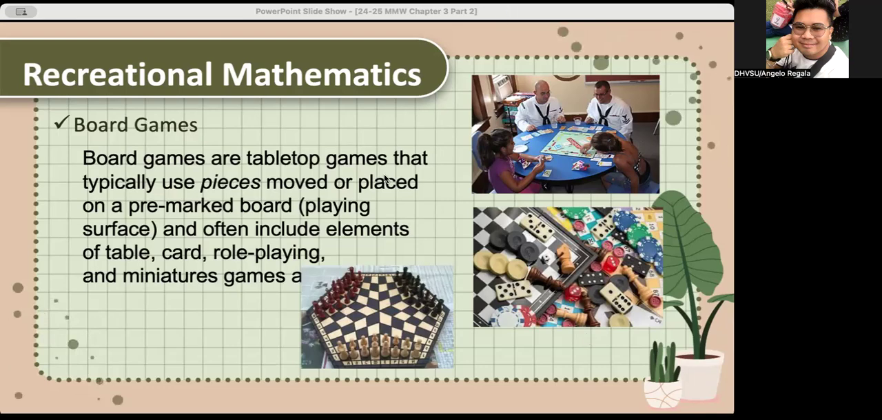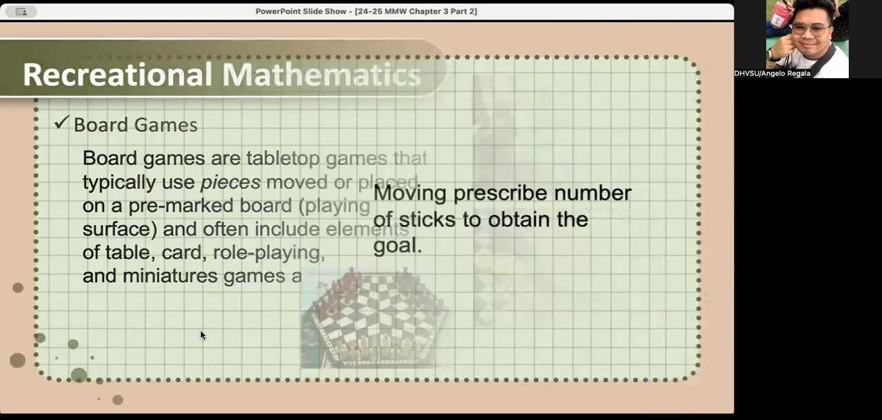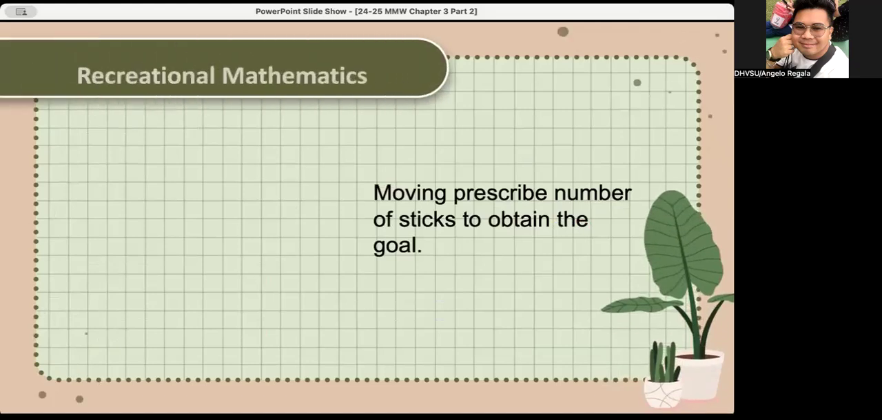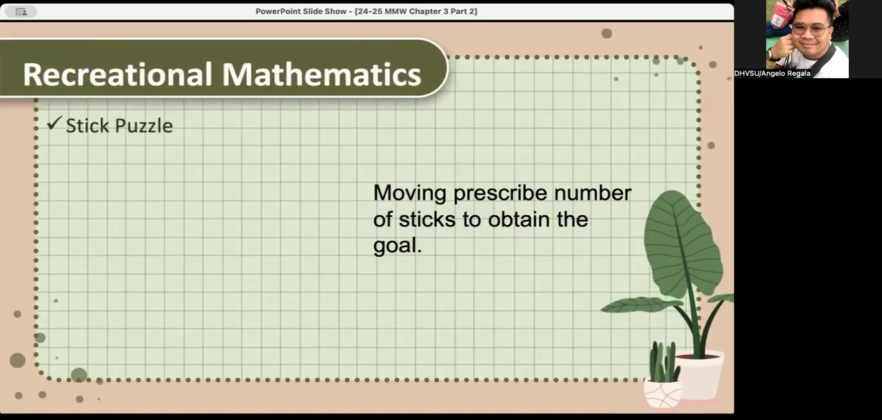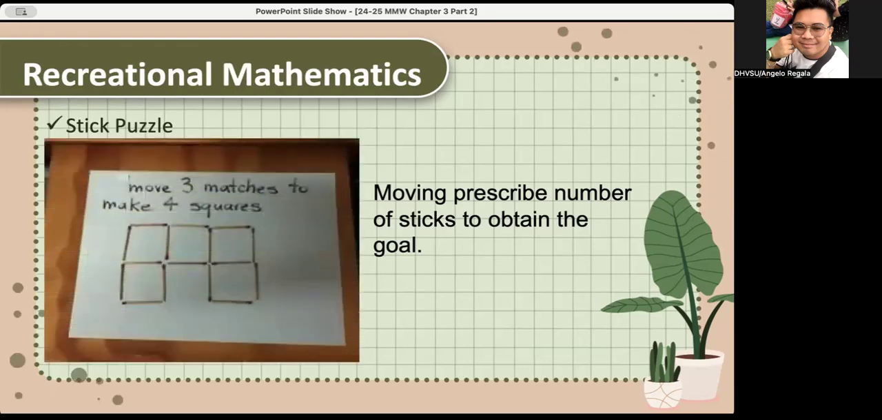Monopoly game, no? So those are board games. Now we also have stick games. This time, given the number of prescribed sticks, you have to move them to obtain, or you are given a certain number of moves to obtain the goal. Given the arrangement of the sticks, you have to move 3 sticks to make 4 squares. Okay?